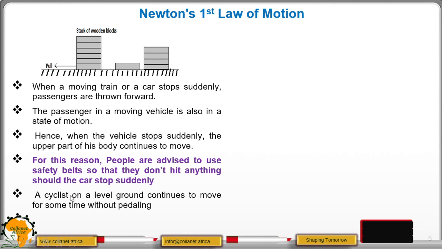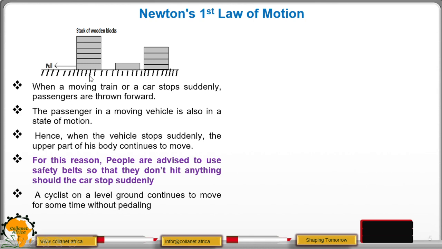Then another example is when you have a cyclist who is cycling a bicycle on level ground. You always find that the bicycle will continue moving even when the cyclist stops pedaling. Because again, the bicycle will resist change of motion.